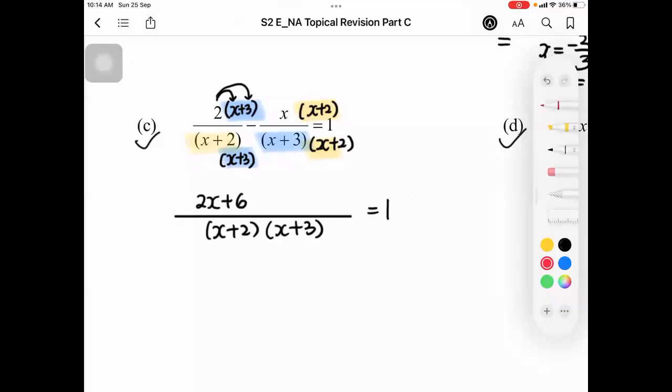Okay, this one here is negative x times x, which is minus x squared. Negative x times 2, what is it?